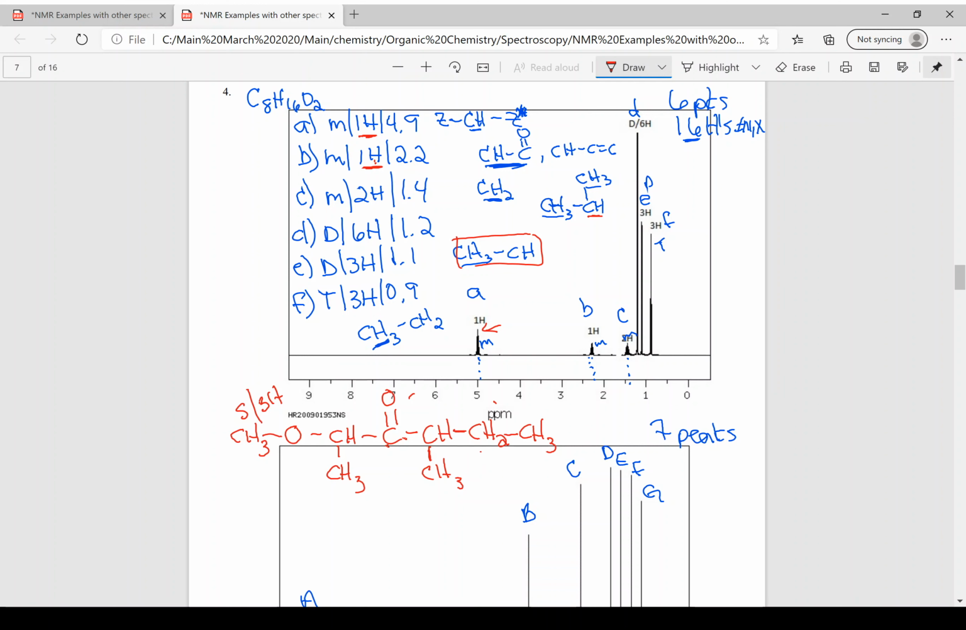I like this piece over here because this one should be a triplet that integrates for 3, somewhere between 0 and 1. This one should be a 1, 2, 3, 4. That one should be a multiplet that integrates for 2, somewhere between 1 and 2. This one should be a 1, 2, 3, 4, 5. That should be a multiplet that integrates for 1, around 2 to 3. Okay, that's the one that I was going for, B. And this one should be a doublet that integrates for 3, somewhere, I don't know, 1 to 2. Okay, I'm liking it, all of those are matching up.